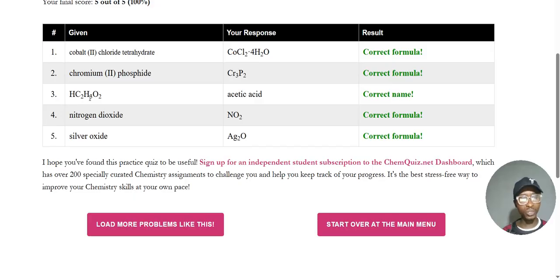For HC2H3O2, which is acetic or ethanoic acid, that's the correct IUPAC name. Then nitrogen dioxide, our response is NO2, which is actually the correct formula. And silver oxide, our response is Ag2O, which is actually the correct formula.